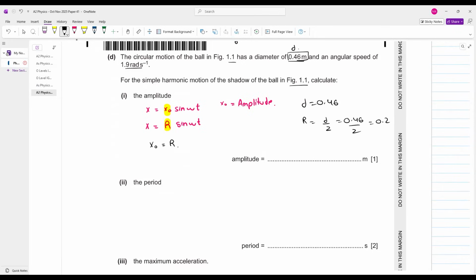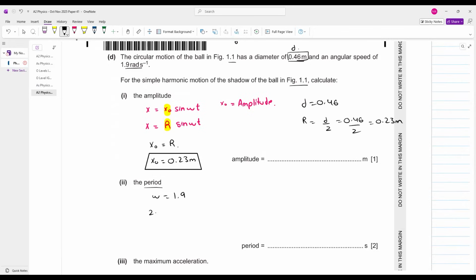What does your answer come out to be? 0.23 meters. Amplitude x naught is equal to what? Equal to the radius, that is 0.23 meters. Now you have to calculate the period. How will you do that? Are you given the angular speed? Yes, w is equal to 1.9.